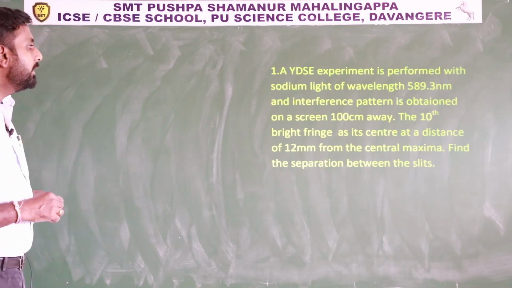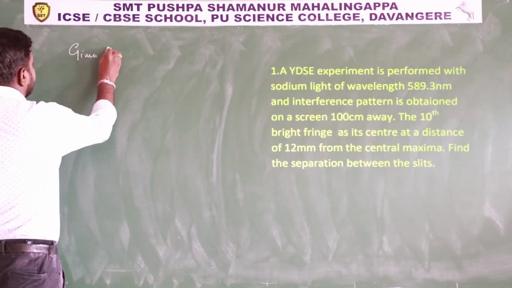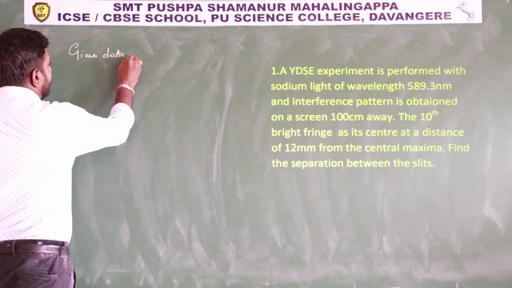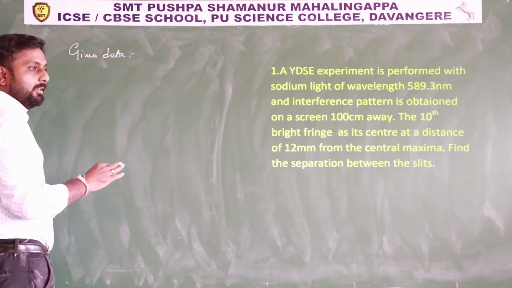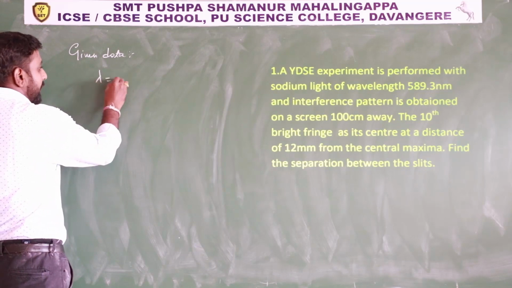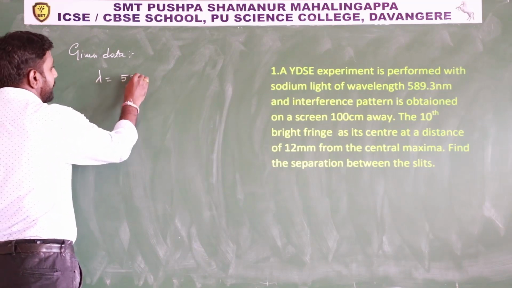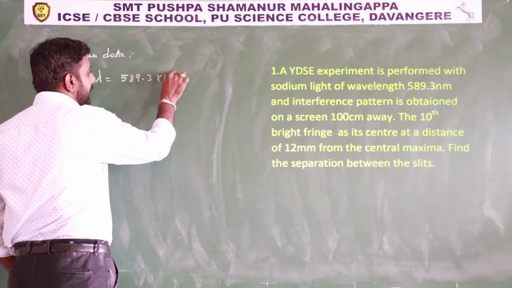So here, what is the given data? While solving a problem in the PU exam, in this procedure you have to write the given data first, that is wavelength lambda equals 589.3 nanometer, 10 to the power minus 9 meters.